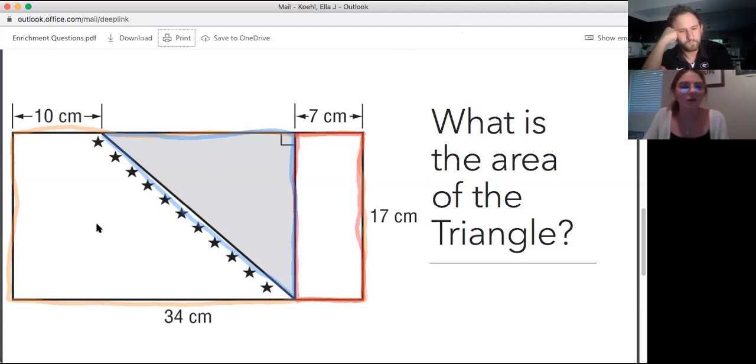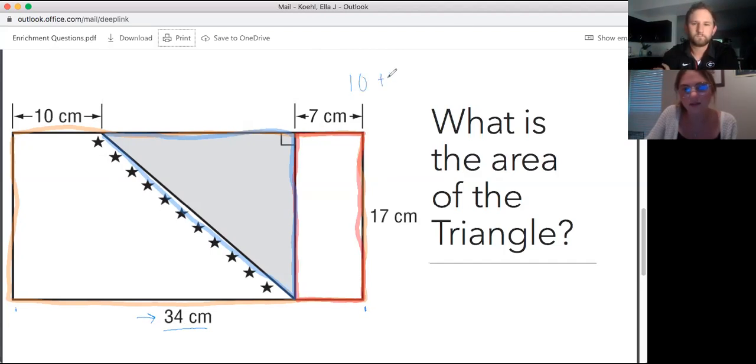Okay, so you see down here that the entire base is 34 centimeters. From here to here is 34 centimeters. So we know that this part is 10 and this part is 7. So let's add them together. 10 plus 7 centimeters would give us 17. So if our entire base is 34 centimeters total and 10 plus 7 is 17, 34 minus 17 will get us this base that we don't know.